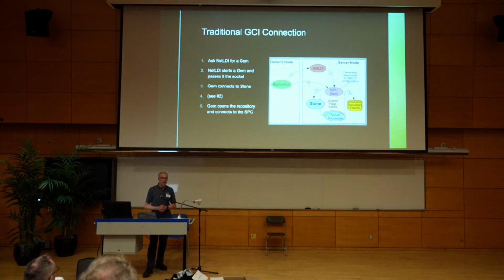So the traditional model has a series of connections, slight revisions from when this drawing was produced. The application starts up, it's holding the library, it makes a request to something called the NetLDI. The NetLDI spawns a gem, passes it the socket that it got from the application, and then the gem will connect to the stone, open the repository, connect to the cache, and start serving up objects to the application.